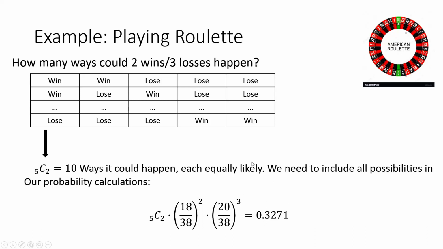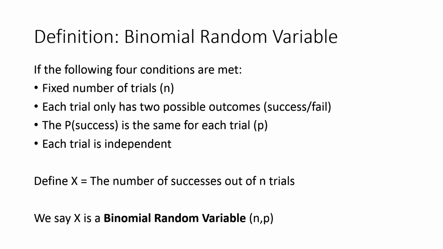Okay? Now, this example where we had multiple trials that were win-lose, and they all have the same probability, is a very special type of variable. This is what we call a binomial random variable. So for a binomial random variable, you have to have these 4 conditions met. You have to have a fixed number of trials.